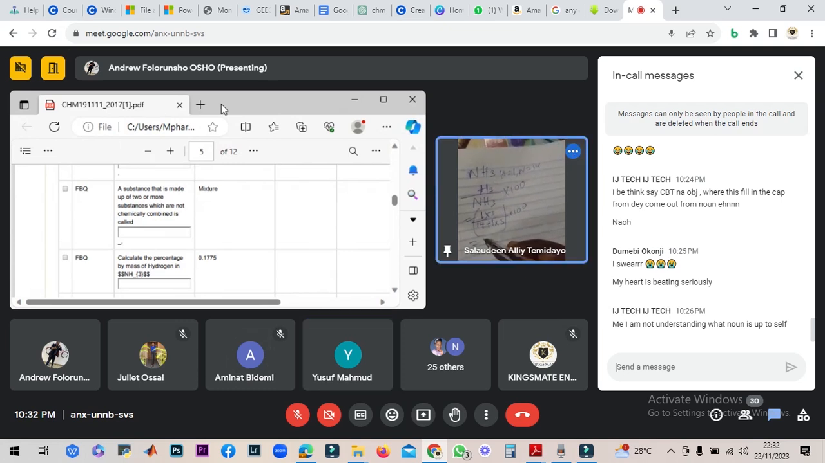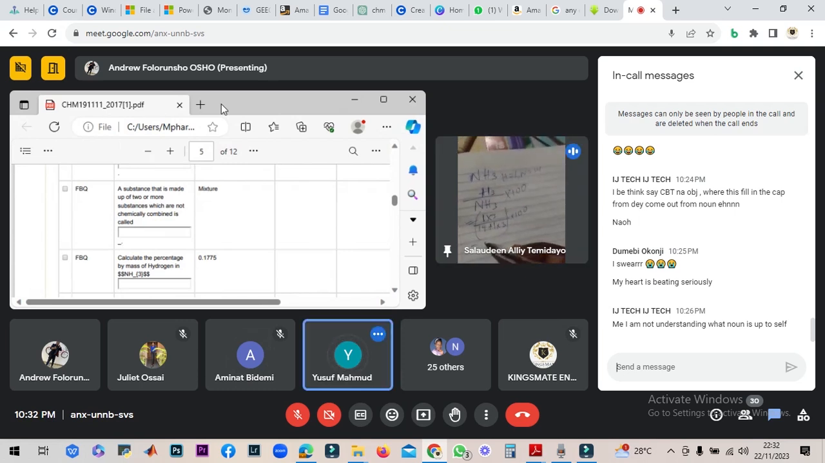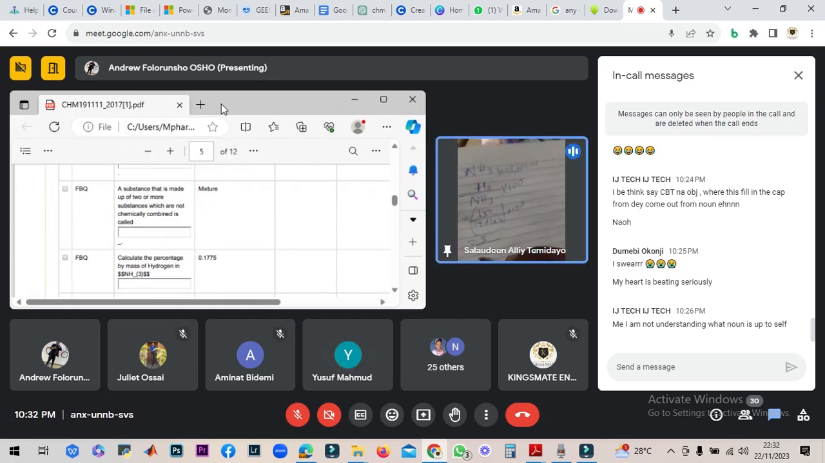Any problem? So 1 times 3 is 3 over 14 plus 3. That's 17. So with this one now, you are going to get 17.65%. That's what we are going to get.